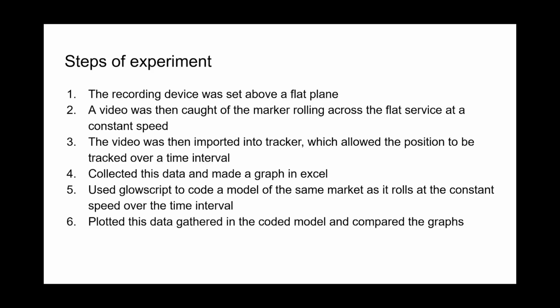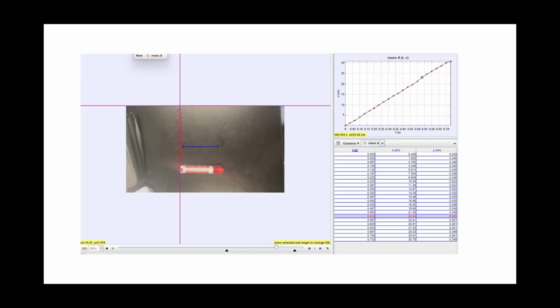We then collected the data that Tracker gave us and made a graph in Excel. After that, we went on to GlowScript and coded a model of the exact same marker as it rolled at a constant speed over the same time interval. Then we collected that data, went back into Excel, and made another graph. When we plotted that data, we compared it back to the Tracker data to see how accurate it was.